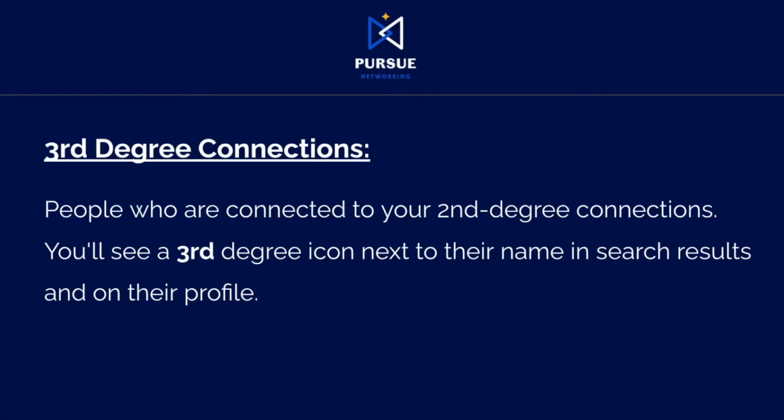Then lastly, you have your third-degree connections. Third-degree connections are people who are connected to your second-degree connections. You'll know that someone is a third-degree connection because you'll see a third-degree icon next to their name in the search results and on their LinkedIn profile.